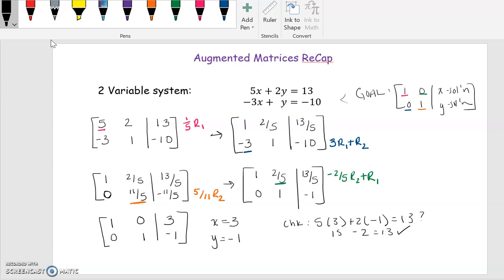Now let's make sure it checks in the second equation. If I take -3 times 3 plus -1, do I get -10? So -9 minus 1 is indeed -10. So I know my solutions are correct because I've checked them algebraically. Other thing that you can do is you can put this in Desmos. You can put the 2 equations into Desmos, one on each line, and where they intersect is going to be their solution. So they should intersect at the point (3, -1).